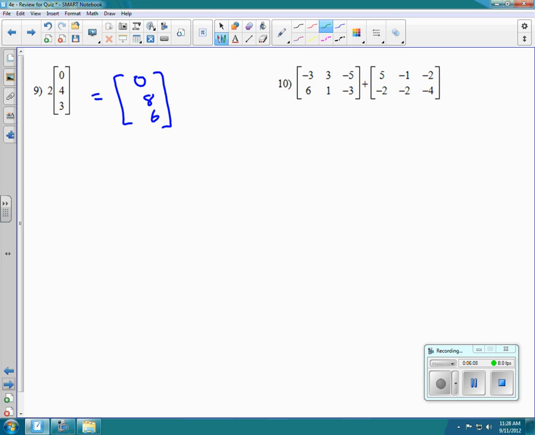All right, number 10. I am adding these two matrices. And I've got to check their size. They both have 2 rows and 1, 2, 3 columns, 2 rows and 3 columns. So I can go ahead and perform the operation. If I add negative 3 and negative 5, I get negative 8. 3 and negative 1 becomes positive 2. Negative 5 and negative 2 is negative 7. 6 and negative 2 is 4. 1 and negative 2 is negative 1. Negative 3 and negative 4 is negative 7.